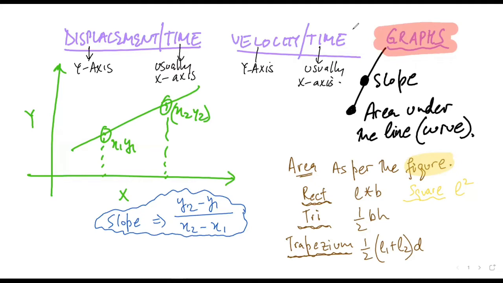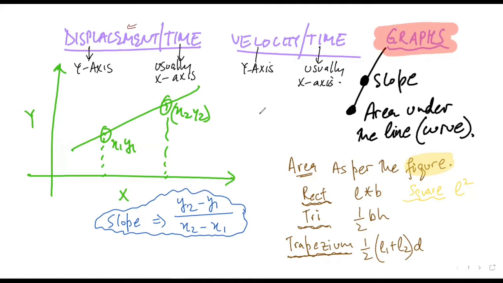Displacement time graphs and velocity time graphs. I won't be going into detail of explaining the difference between displacement and distance and velocity or speed. That is understood, that we have covered in the vectors lecture. Are we okay? Are we comfortable?